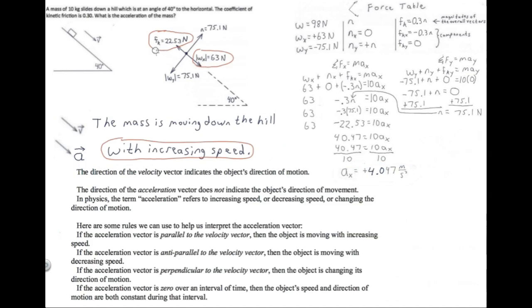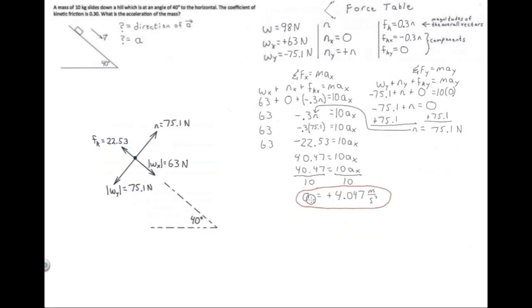The kinetic friction is trying to slow down the mass. The magnitude of W sub x exceeds the magnitude of the kinetic friction, so the mass will speed up. What about the magnitude of A sub x? Does this magnitude make sense? What do you think? Well, here's a good way to think about that.